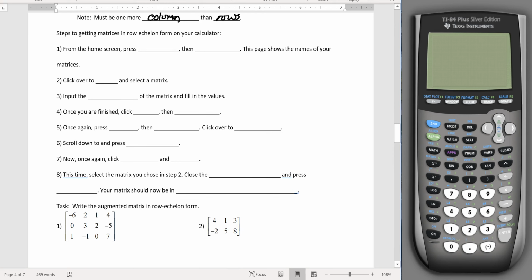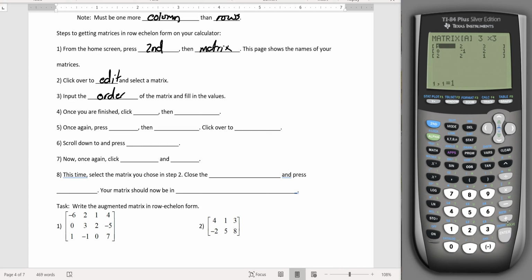We'll walk through it up here. The first thing is press second and matrix. That's going to show us the name of those matrices. So second matrix. Click over to edit and select the matrix we want to edit. We can use matrix A, that's fine. We're going to input the order of the matrix. Since we're doing number 1 here, this is a 3 by 4.